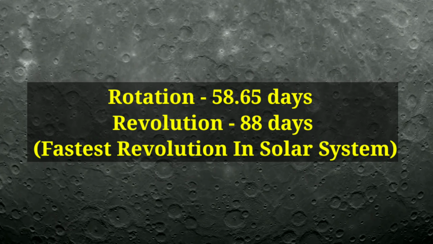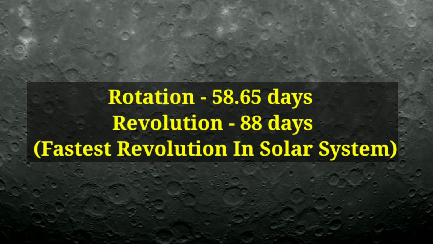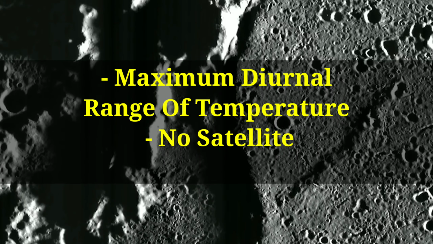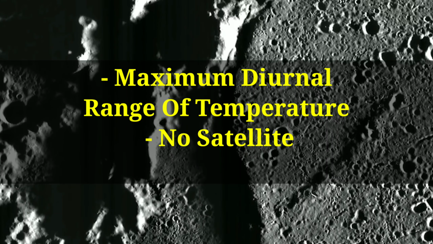in our solar system. Now the important physical properties of Mercury are: it has the maximum diurnal range of temperature. This is very important. It has no satellite.